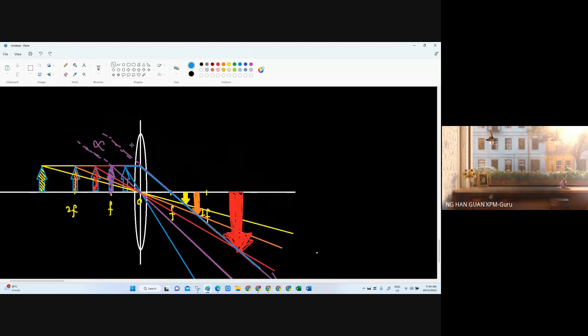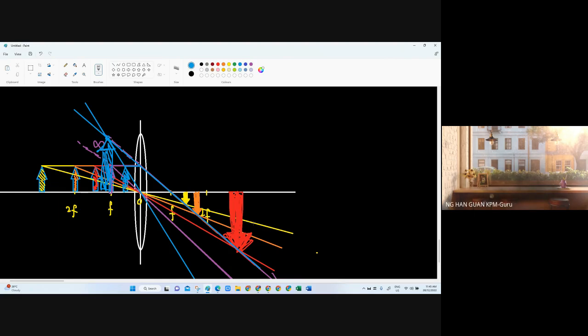But before that, it seems there is a possibility for them to meet if I extend it. So that's why I extend it, and then this line also I extend it. Then now they meet here. So here's the image. They meet here, so there's the image forming here for this blue color.